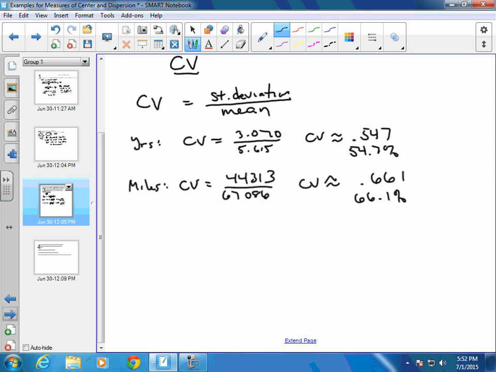So the idea there is the higher the CV, the more the general variability, the more the general dispersion there. So we would say the miles show more dispersion or variability.